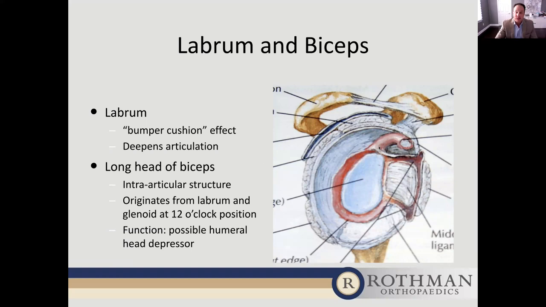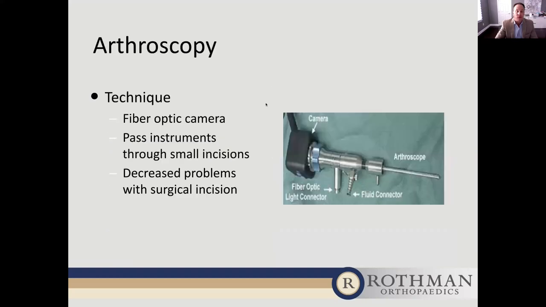The long head of the bicep sits up in the 12 o'clock position of the socket of the shoulder, and it causes some depression or holding down of the humeral head so it doesn't rise up when we're in a throwing position. Okay, let's talk about arthroscopy.